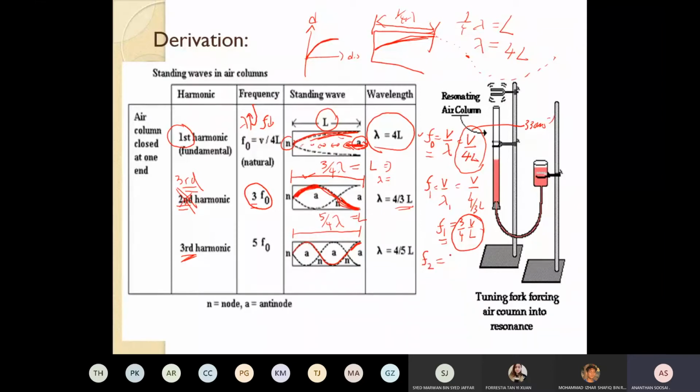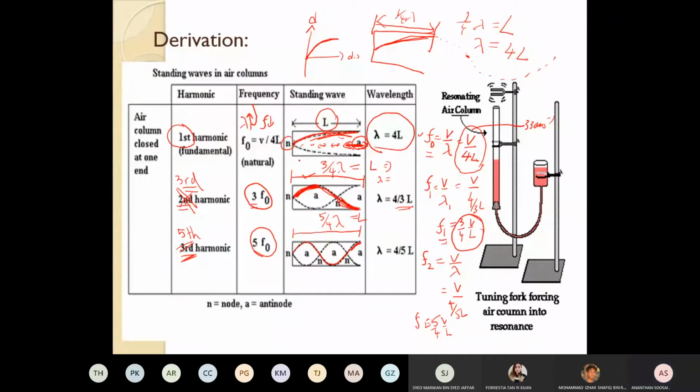What is the new frequency here? F2 is V over lambda, so it's V over 4/5 L, which becomes 5V over 4L. Therefore, how many times greater is this F2 than the fundamental? 5V over 4L divided by V over 4L, so it will be 5 times the fundamental. So what's the mistake here? It should not be the third harmonic. It should be the fifth harmonic.